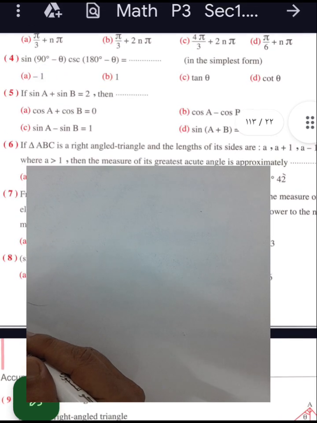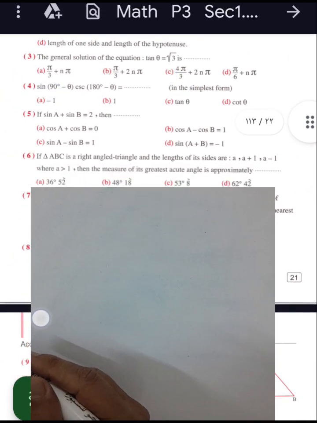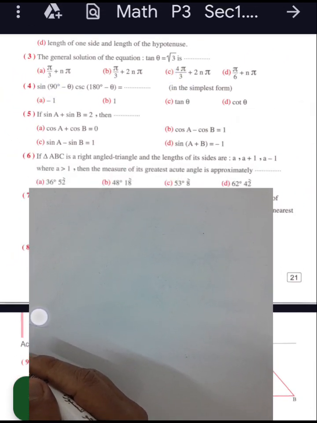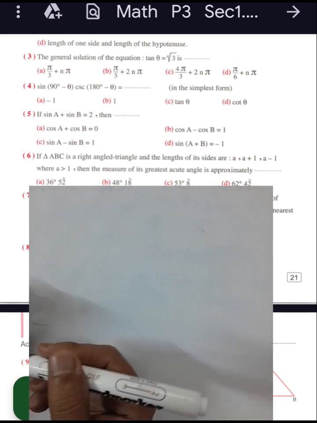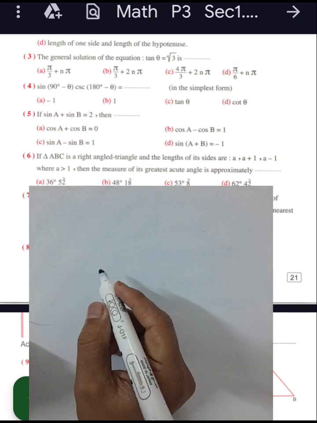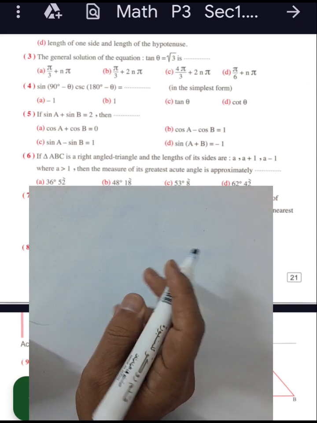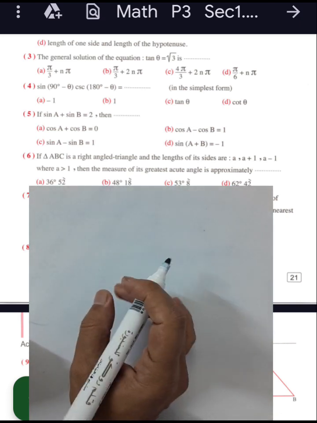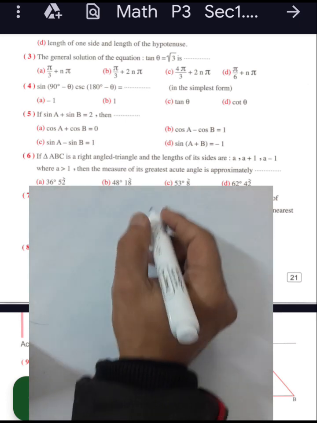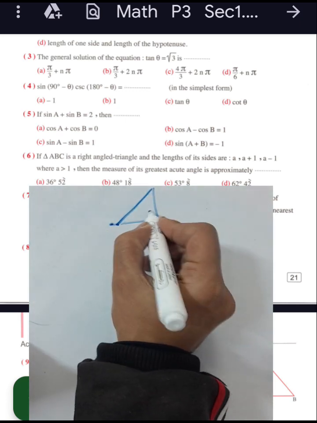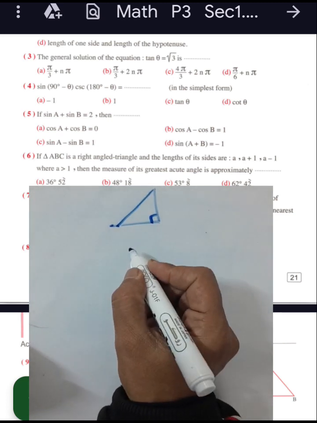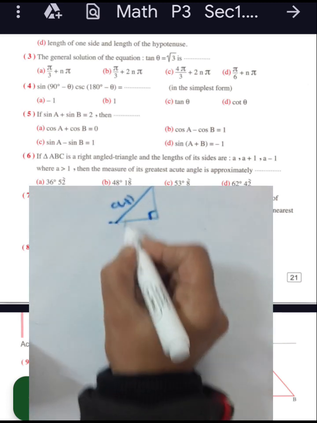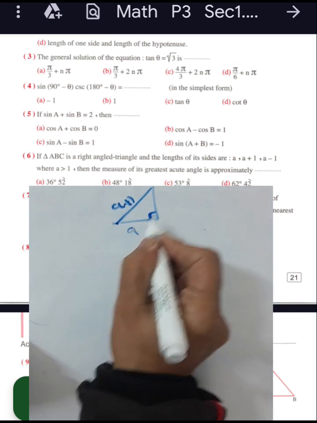Question number 6. Triangle ABC is a right angle triangle and the lengths of its sides are A, A plus 1 and A minus 1, where A is greater than 1. Then the measure of its greatest acute angle is approximately what? We have a right angle triangle here, and the greatest side will be A plus 1, and we have A and A minus 1.